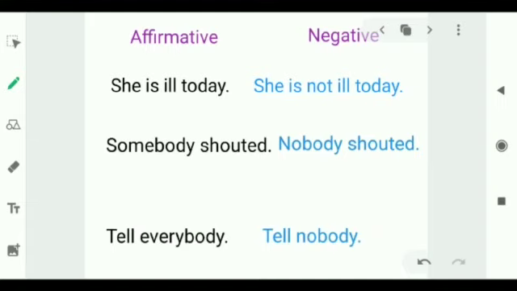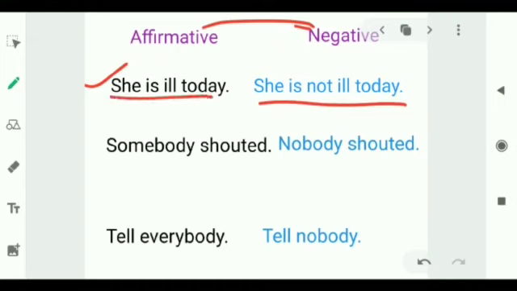Now we learn how to change an affirmative into a negative, right? So let's read out the first example. She is ill today, right? And the second one, she is not ill today. Now can you see a difference between the two sentences? In the first case, that is over here, she is ill today, right? But over here I have added one word, that is not, which expresses a negative meaning, that she is not ill today, right? Now let's move to the next example to have a clear view regarding this concept.